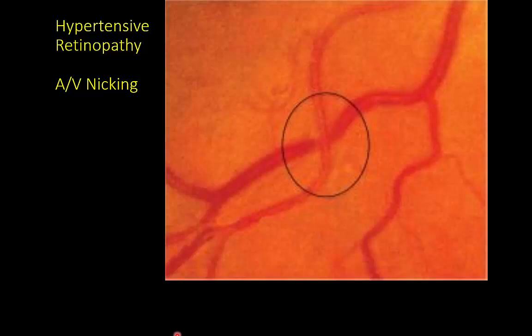We talked a moment ago about AV nicking, arterial venous nicking. Here's a blow up. Again, we recognize this as the arteriole. Here's the venule. The venule, of course, is darker red. It's larger. And here is the compression of the vein in the AV nicking, something that's quite commonly seen in hypertensive changes of our retina.